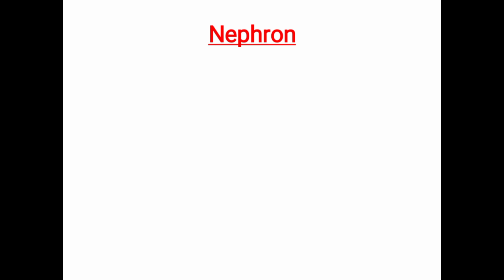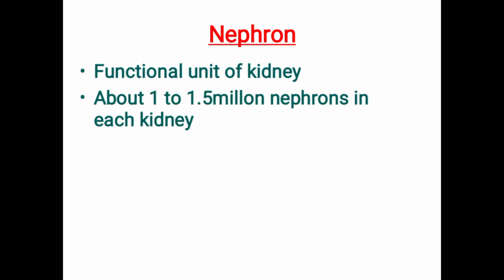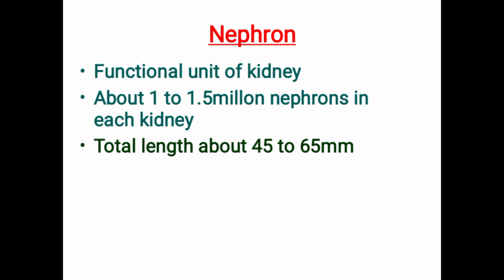Before that, the nephron is the structural and functional unit of the kidney. In each kidney there are about 1 to 1.5 million nephrons present. The total length of the nephron is 45 to 65 mm, so it is very long. Each kidney contains 1 to 1.5 million nephrons.